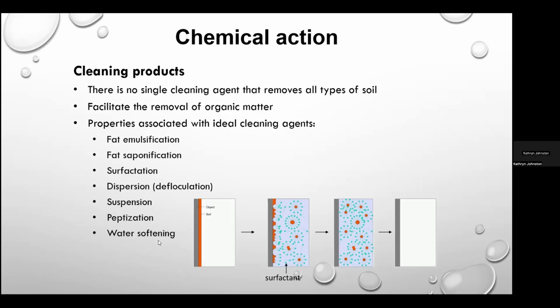So when you talk about saponification, when you talk about fat emulsion, this is the process where fats are suspended in water. The surfaction is the release of the superficial tension in order to permit greater penetration. The dispersion or deflocculation, this is breaking dirt aggregates into smaller particles. Suspension is the process of maintaining insoluble particles suspended in water. And water softening is the removal of calcium and magnesium ions. And so these are some of the components to keep in mind.